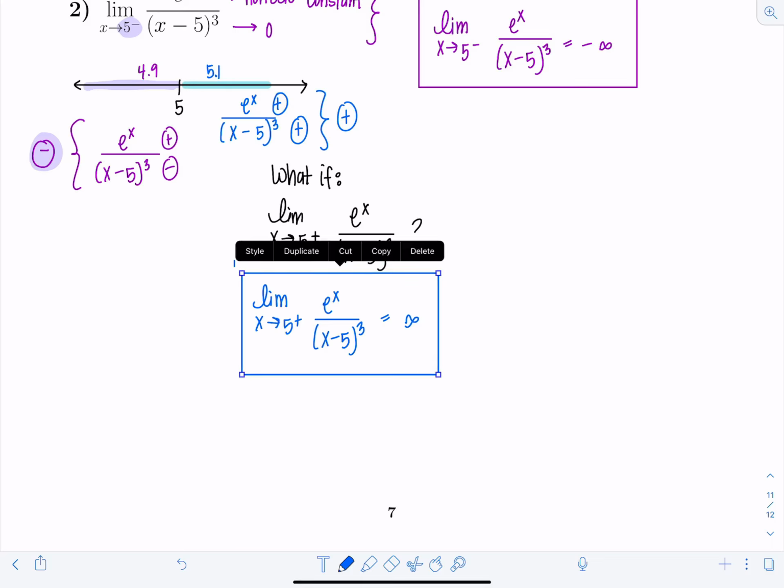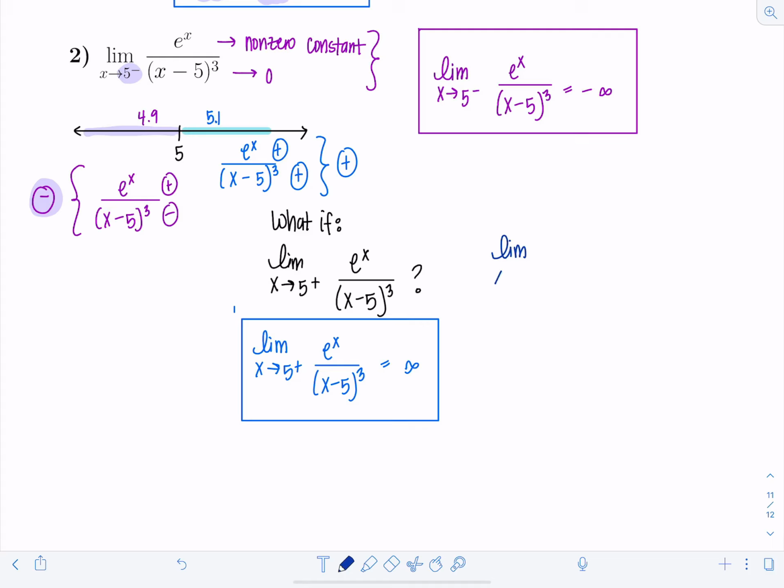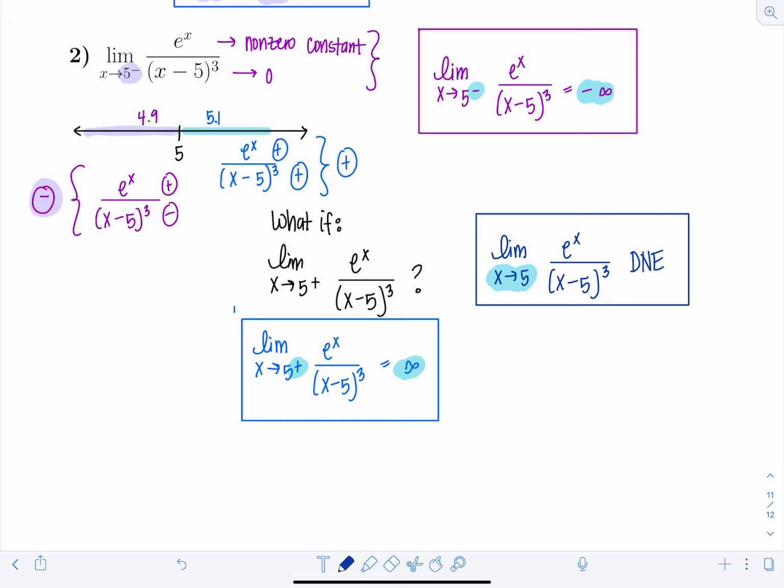Okay. One more thing I could ask. Do you know what I'm going to ask you? What is the limit as x approaches 5 of e to the x over x minus 5 cubed? If I don't specify which side we're approaching from, then that means it's a two-sided limit. So you check. Limit from the left was negative infinity. Limit from the right was positive infinity. So what can we say about the limit as x approaches 5 of e to the x over x minus 5 cubed? That's right, it does not exist, since the limit from the left does not equal the limit from the right.